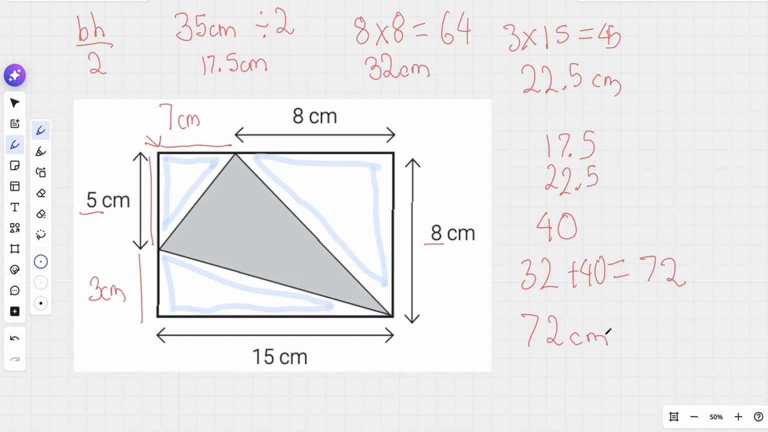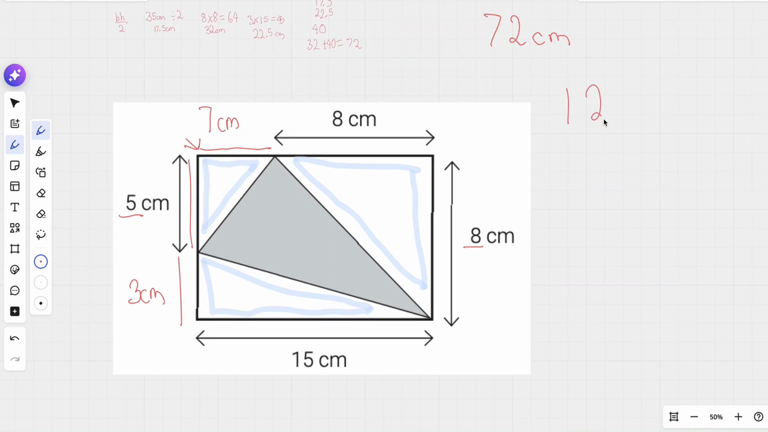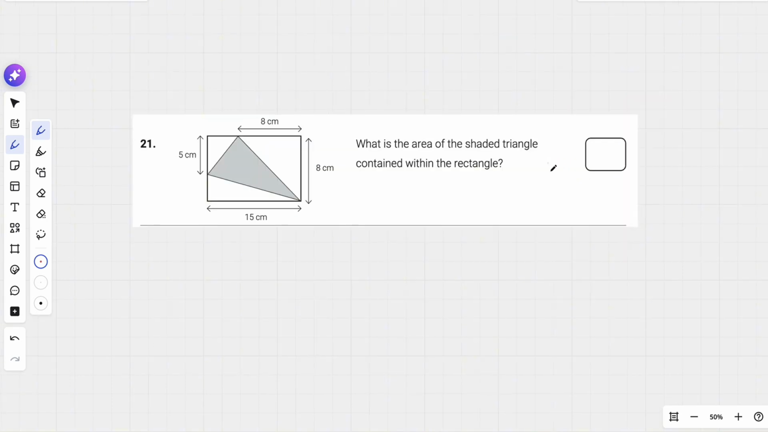Now, all we have to do is subtract that from the total area of the rectangle. Now we do 120 take away 72. This is equal to 48. So our final answer is 48 centimeters.